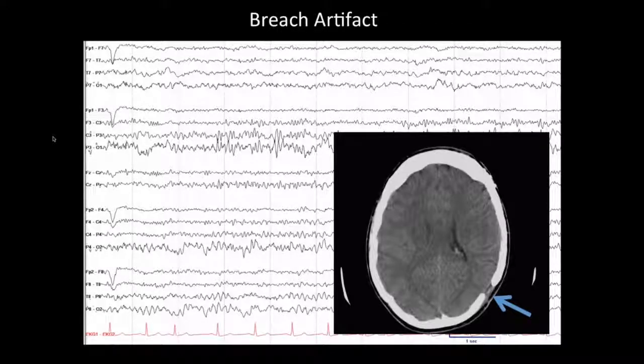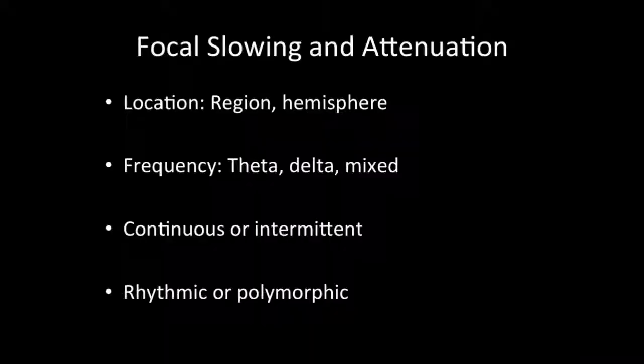This patient has a prior craniotomy in the left parietal occipital region, and this explains the excess of high frequency activity in this region. In this video, we have reviewed several examples of focal slowing and attenuation and their clinical significance. To review, it is important to remember the location, the predominant frequency, whether or not it was continuous or intermittent, and whether or not it was rhythmic or polymorphic. This is meant to be an introduction to focal abnormalities, and you will see that this video showed just the tip of the iceberg of focal abnormalities on EEG.